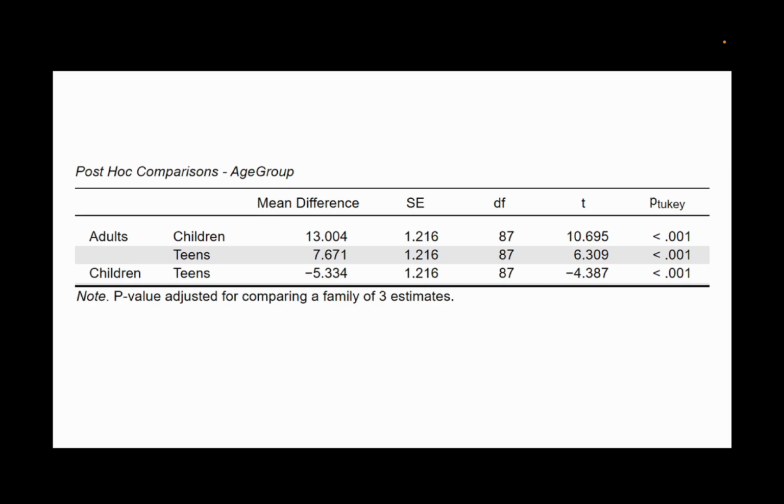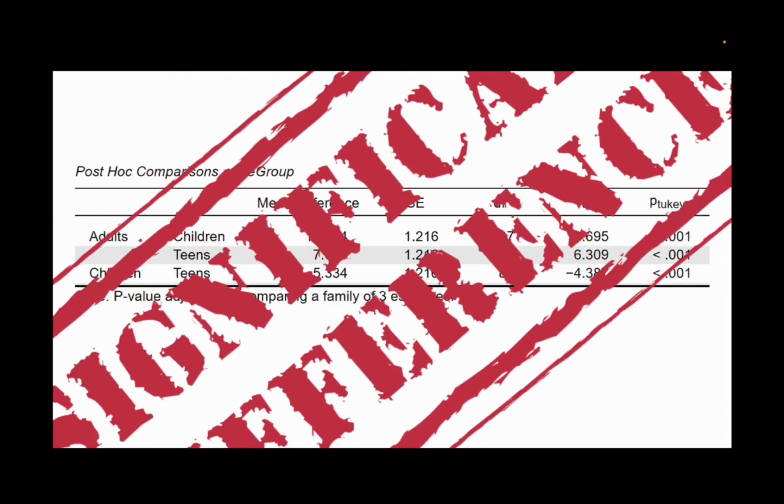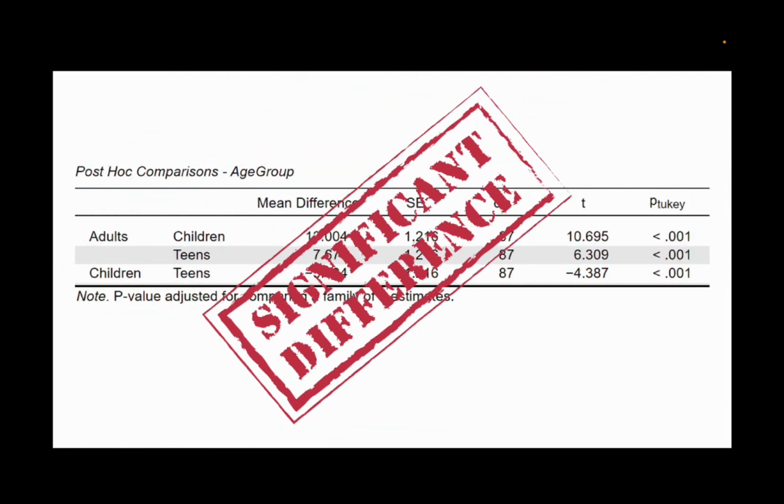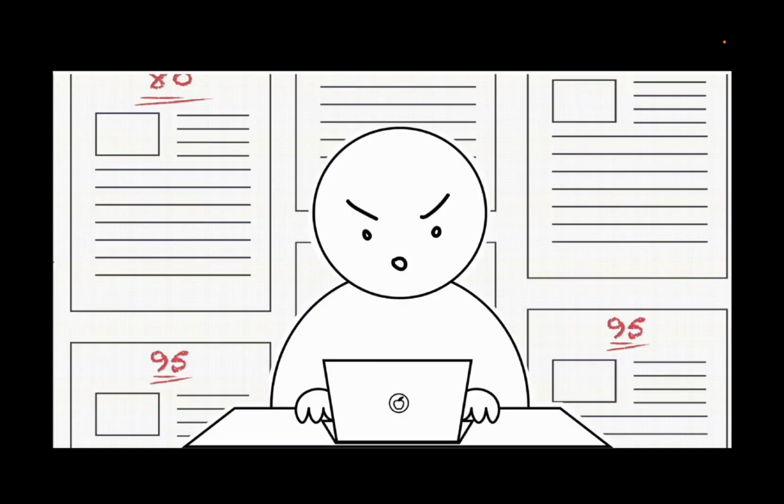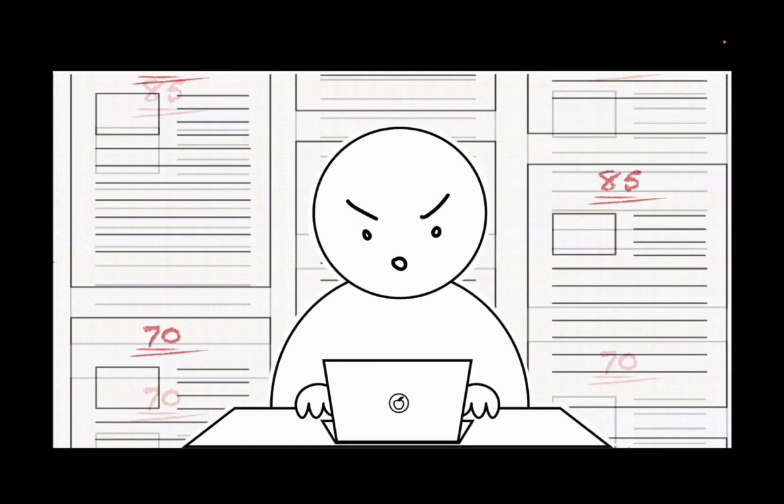And look at this. All the p-values between each pair of groups are below 0.01. That means every pair, children versus teens, teens versus adults, and children versus adults, all show significant differences. In this case, it seems like the same teaching method was most effective for adults. Whoa, but why did the older group do better? Isn't it usually the younger the better?